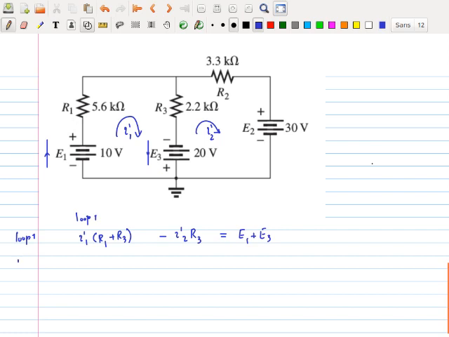Then I look at this one. This is loop 2 with loop 1. Now you're at loop 2. I want to find out what contributions I am getting from other loops. So here I'm going in this direction.